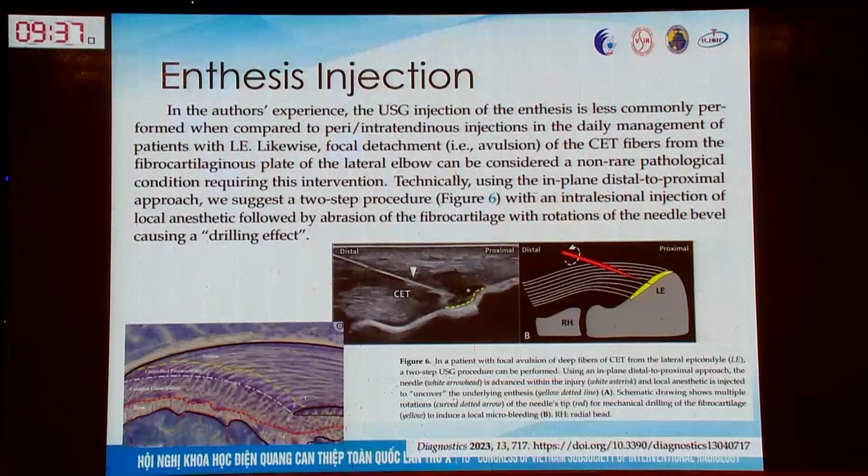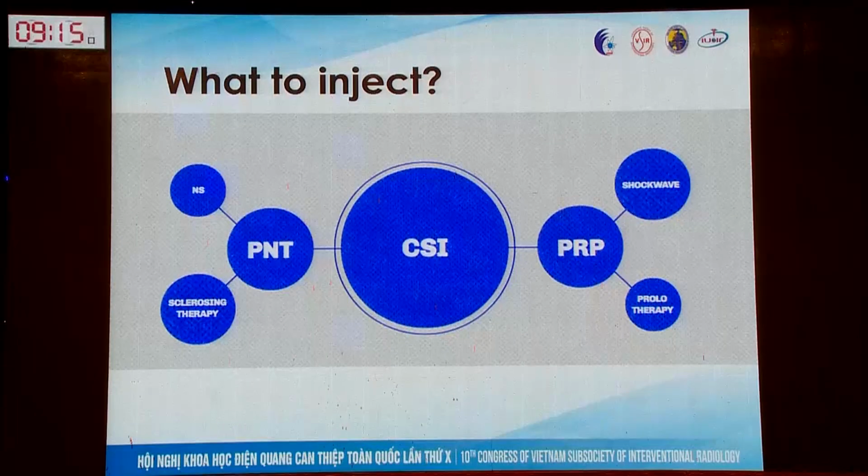When we see a chondral defect on the knee, the surgeons do microfracture surgery to induce regeneration of the tissue. So, likewise, we can do some drilling of the bone cortex to induce new tissue formation.